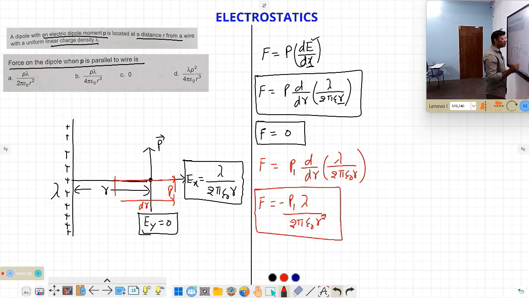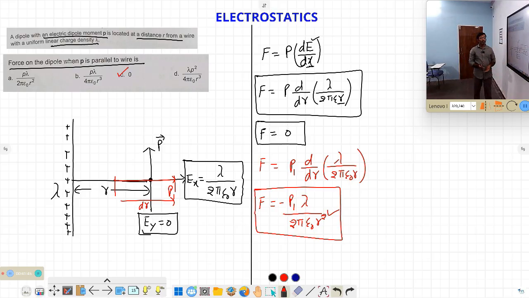These are the concepts you have to know according to the condition. In this case, it is given as parallel, that's why the force is 0. If it is perpendicular, then the force is not 0. This is the formula for that. So according to this question, what is the correct answer? C is the correct option for this question.